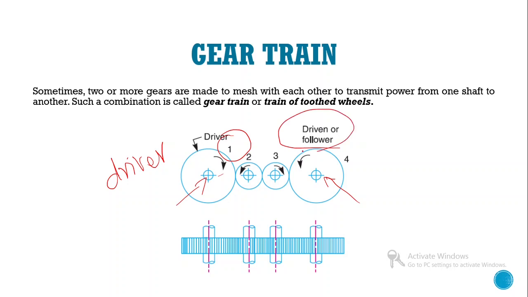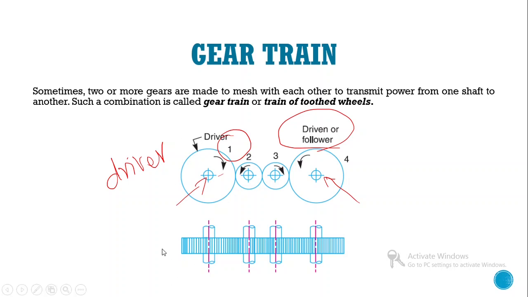We can transmit power from the first shaft to the last one by using two or more gears meshing with each other. Such a combination is known as a gear train or train of toothed wheels.